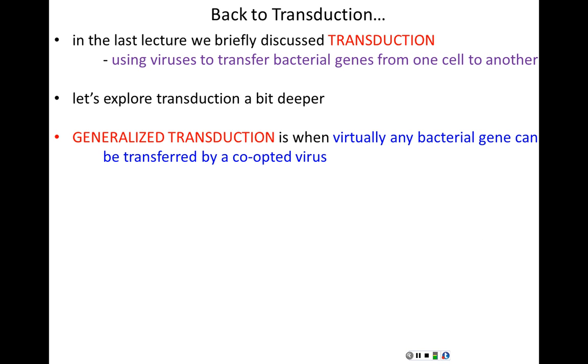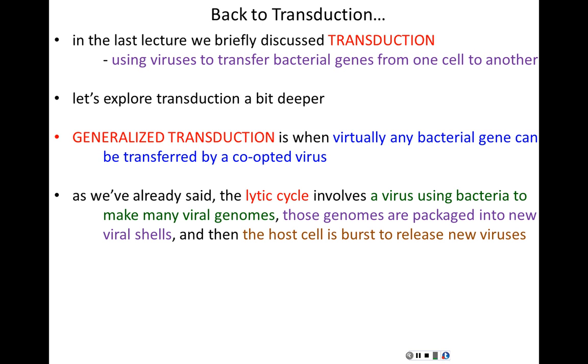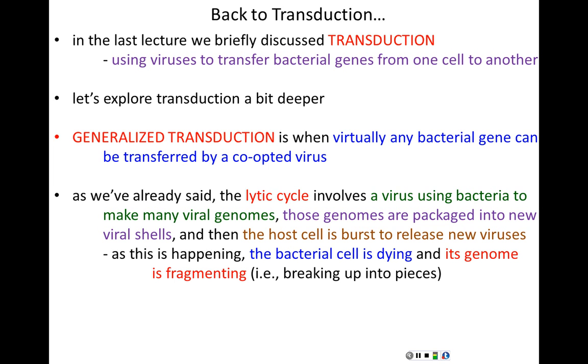There are two types of transduction. Generalized transduction is the first that we'll discuss, and actually what I described in the last lecture is generalized transduction. This is when virtually any bacterial DNA can be transferred by a viral particle that has loaded bacterial DNA into its protein shell instead of its own viral genome. As we've already said, the lytic cycle involves a virus using bacteria to make new viral genomes and new viral protein shells, and then the genomes go in the shells, and those are your new viral particles. When those become too great in number, the host cell bursts.